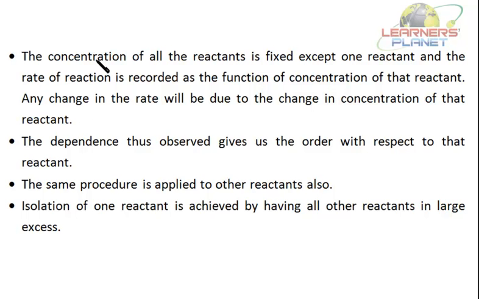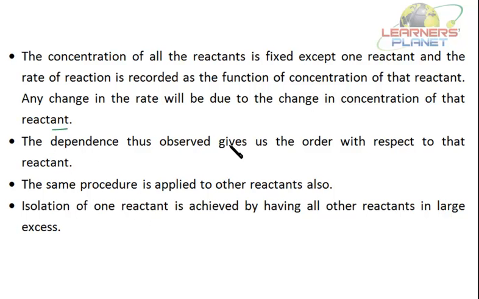See, the thing is written here. The concentration of all the reactants is fixed except one reactant, and the rate of reaction is recorded as a function of the concentration of that reactant. Now any change in the rate will be due to the change in the concentration of that reactant. The reaction can have 3 reactants also, or it can have 2 reactants. So for determining the rate law with respect to one reactant, other reactants should be taken in large excess.